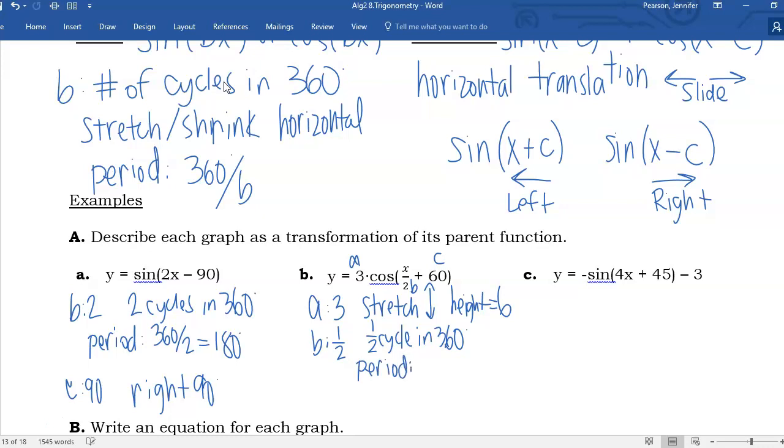The period will be 360 over a half. Dividing by a half is the same as multiplying by 2. Okay, so it'll take 720 degrees to see one full cycle. And finally, C. C in this case is technically a negative 60, because if we see a plus sign, we're really doing minus a negative number. That is going to be a slide to the left, so we are sliding left 60.